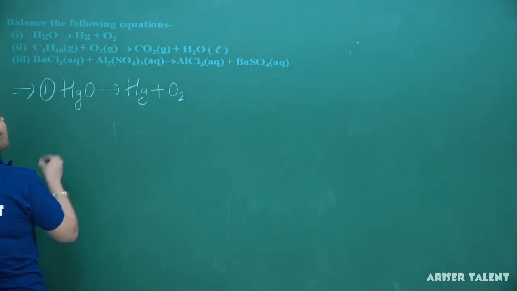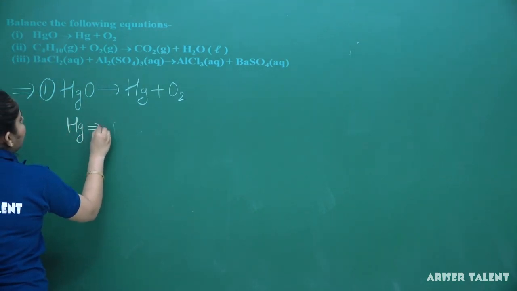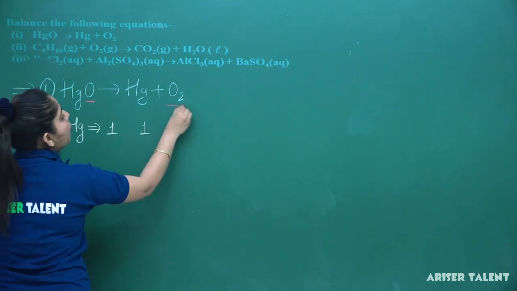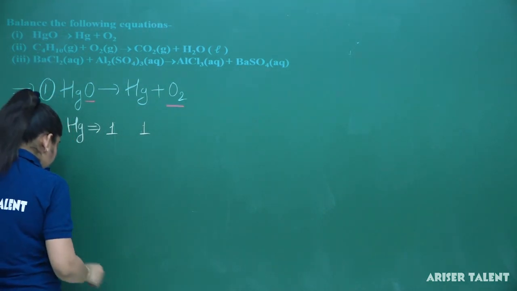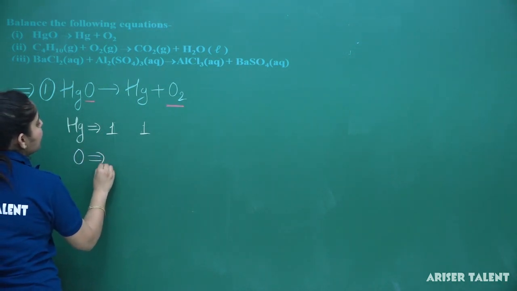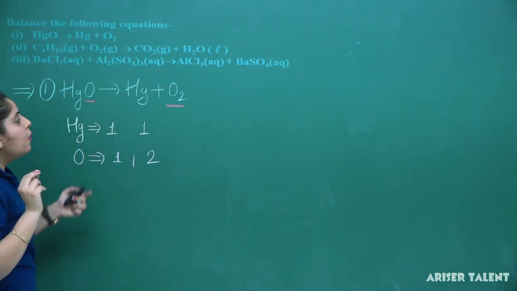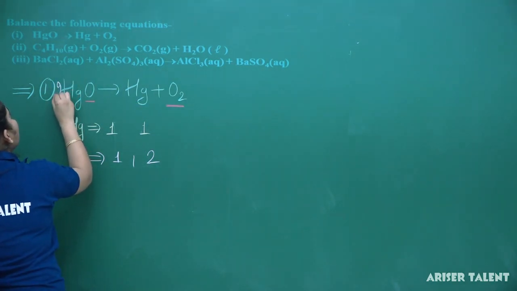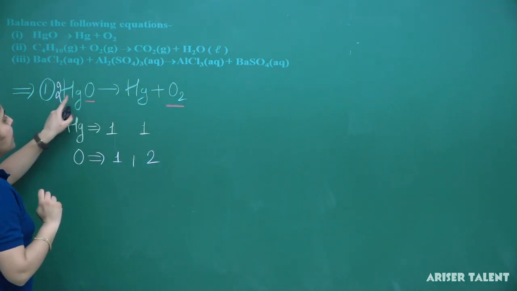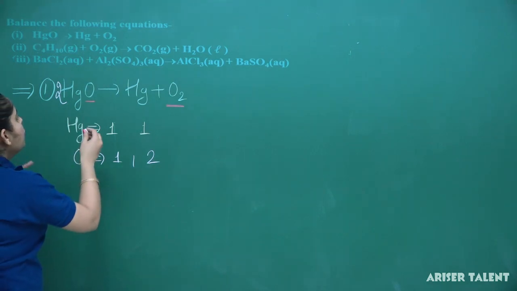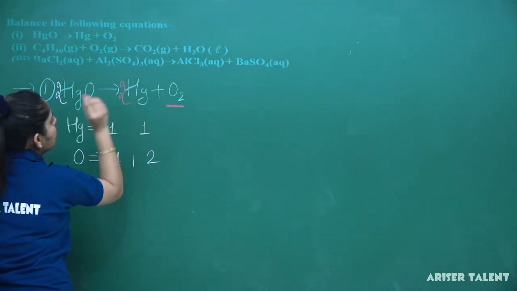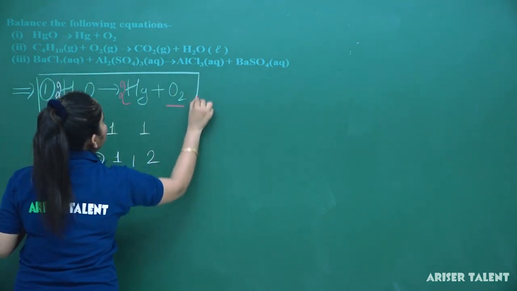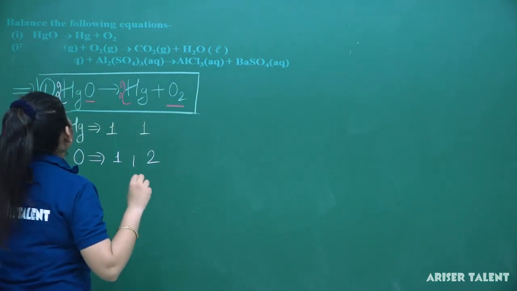Now we will do the balancing of this equation. We will calculate the number of atoms. Here Hg is 1, again here Hg is 1. Now look at O. Here the oxygen atom is 1, here the oxygen atoms are 2. Now we will try to balance the oxygen atoms, so I will put 2 over here. Now the oxygens are balanced, but Hg will become 1 here and it is 2 there, so I am again writing 2 here. So the complete balanced equation for this question will be 2HgO gives 2Hg plus O2. This is the correct answer.